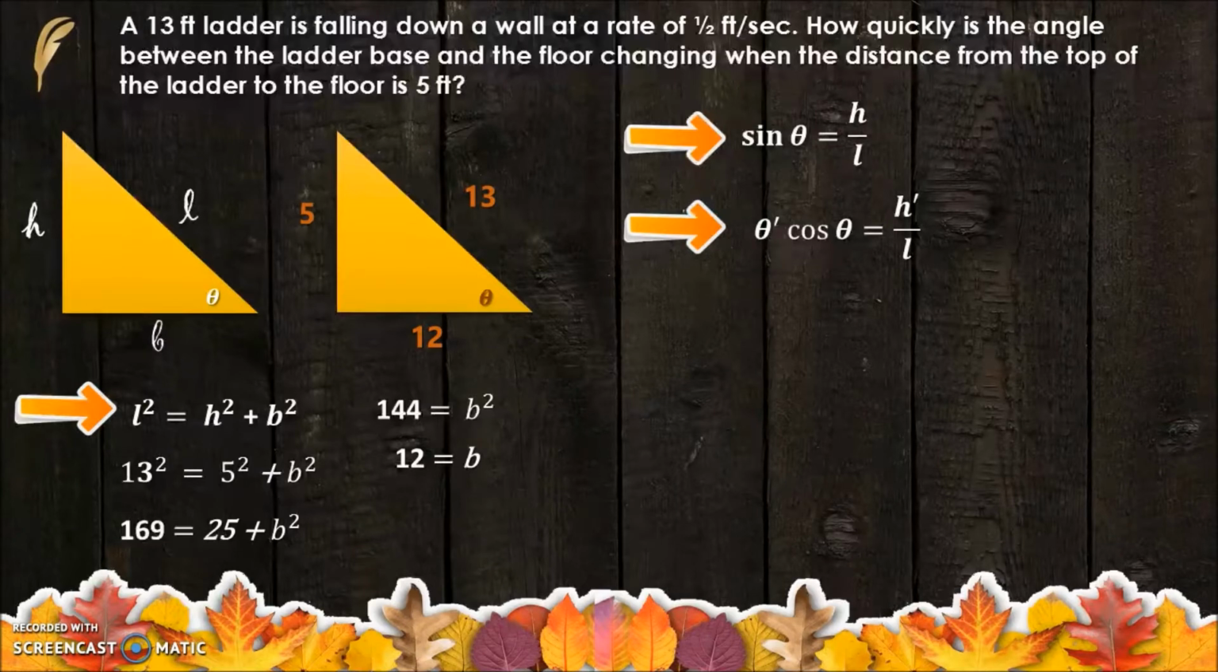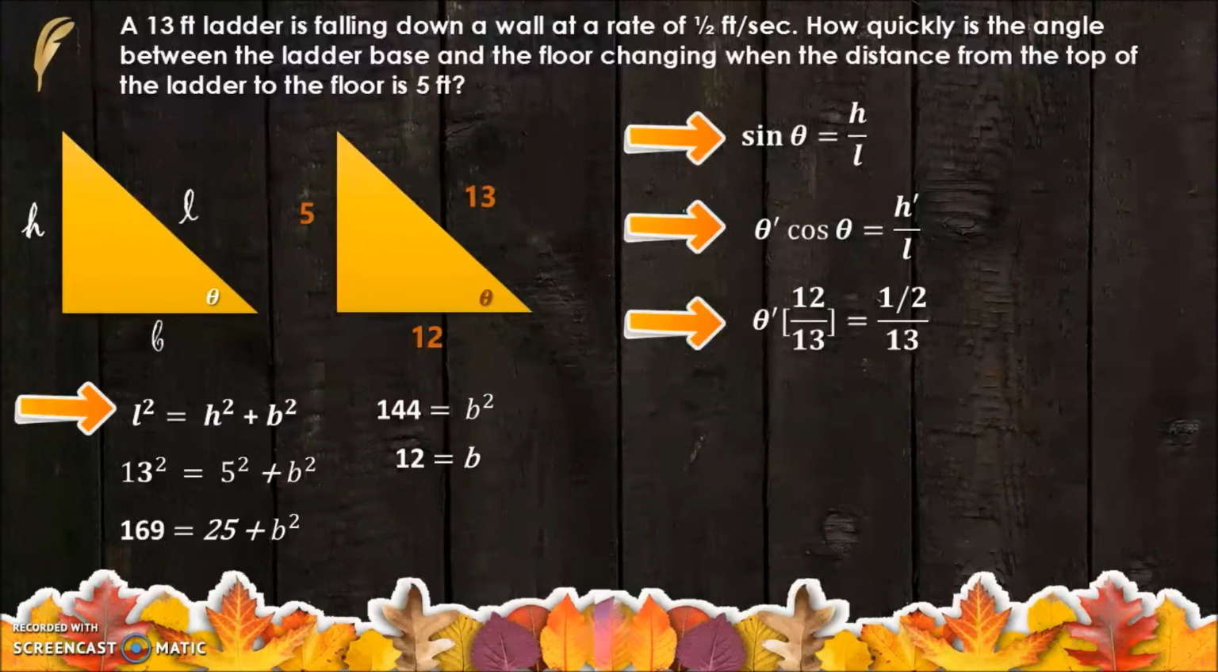So now we have to substitute into this equation. So we have theta prime times cosine of theta. We know that cosine of theta is adjacent over hypotenuse. So we have cosine of theta, which is adjacent, 12, over hypotenuse, 13, equals h prime. We know that h prime is 1/2 feet per second because that's the rate at which the ladder is falling. So 1/2 over L, which is 13.